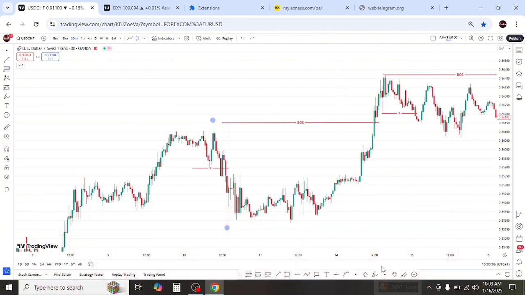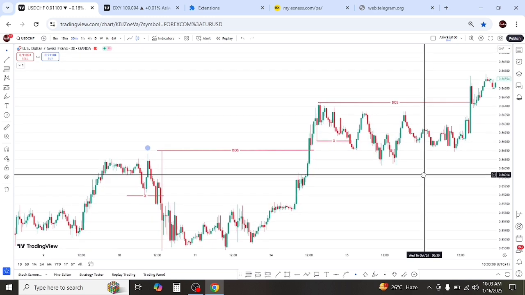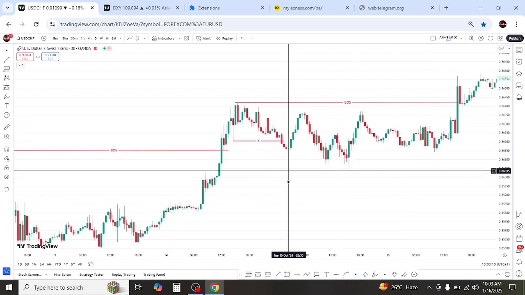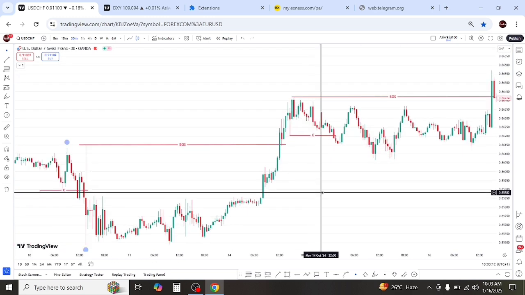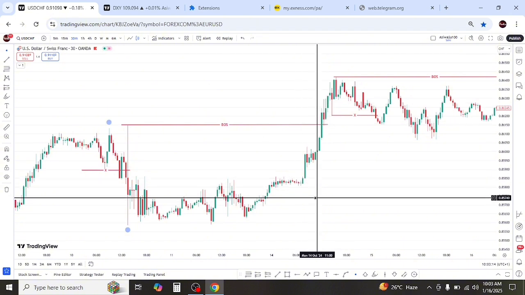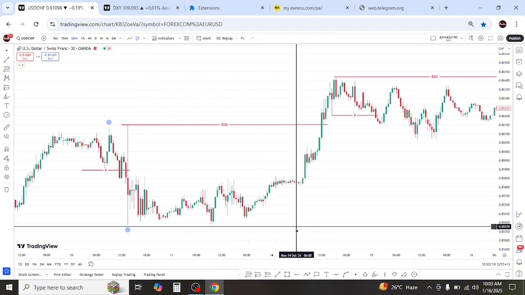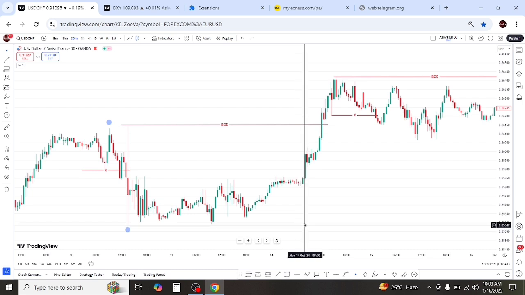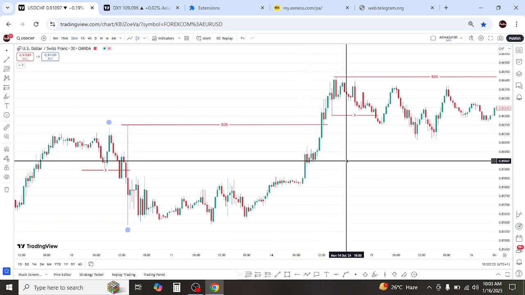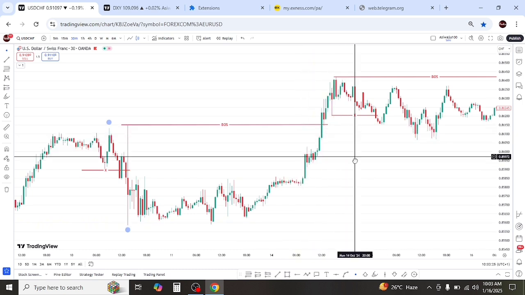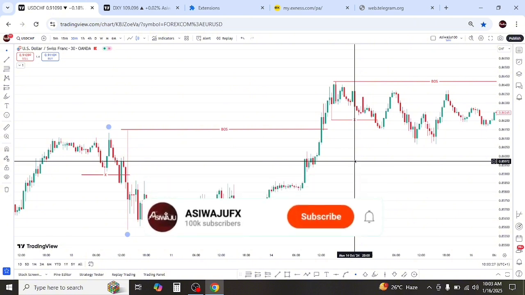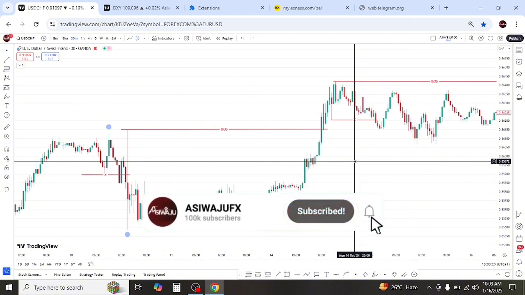So now let's move on. As you can see, we have another pullback here, but before this pullback, we have other pullbacks from this point. All these pullbacks, as you can see, are internal pullbacks because they are inside these large candles. I'm going to explain that maybe in my next video, so stay tuned. Make sure you subscribe to this channel so you don't miss any of my future updates.